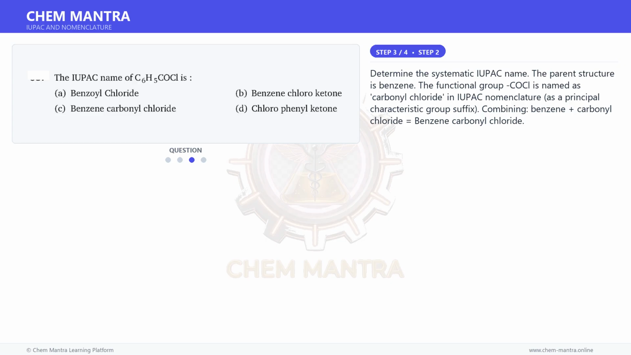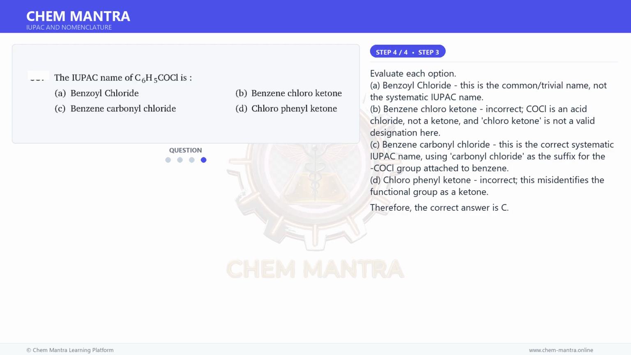Determine the systematic IUPAC name. The parent structure is benzene. The functional group COCl is named as carbonyl chloride in IUPAC nomenclature as a principal characteristic group suffix. Combining benzene plus carbonyl chloride is equal to benzene carbonyl chloride.